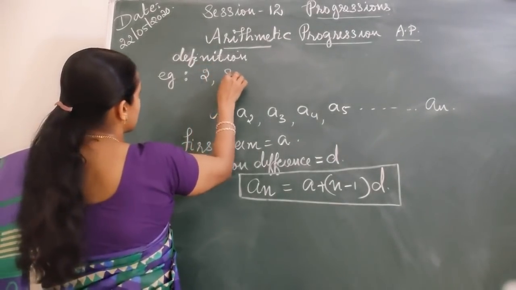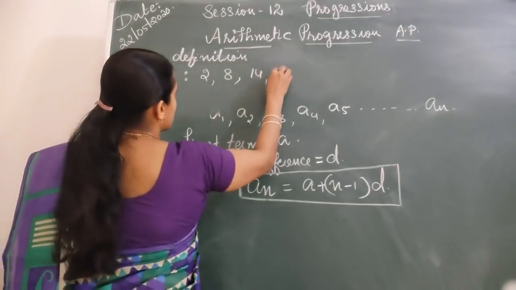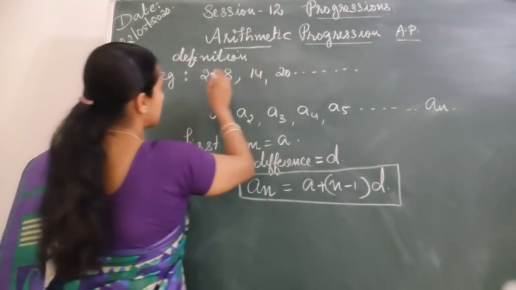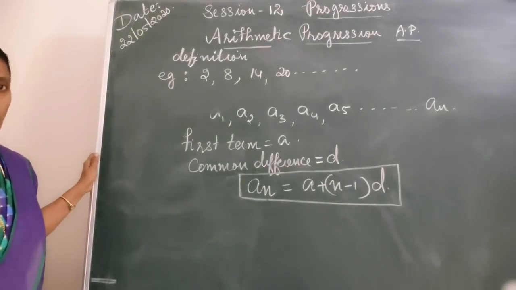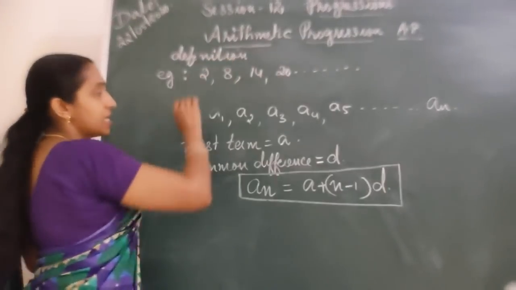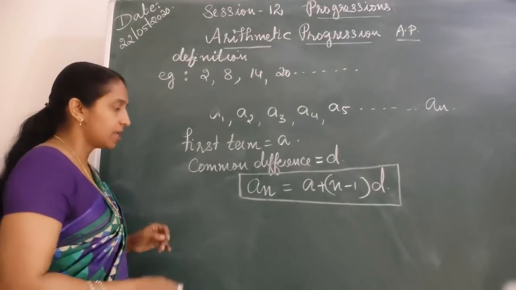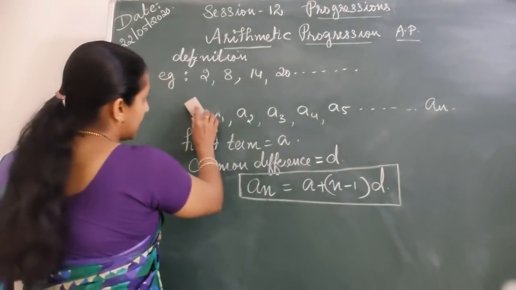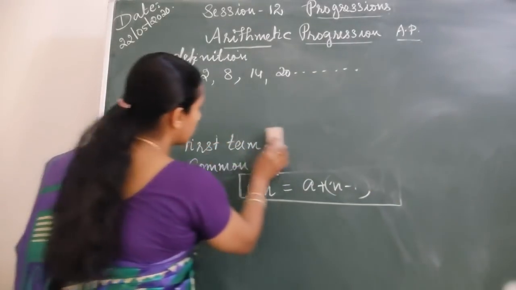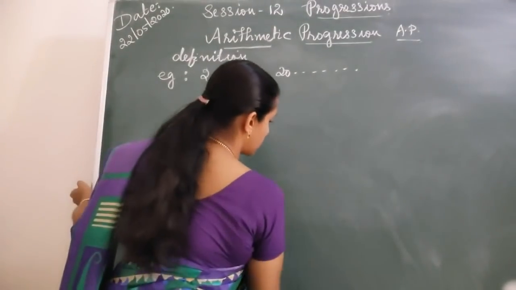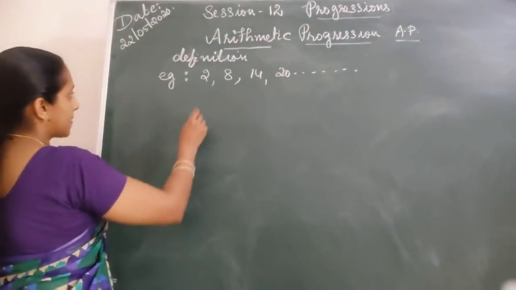For example, 2, 8, 14, 20, and so on. What is the first term here? 2. The common difference will be 8 minus 2, that is 6. After writing that, write down one or two examples.